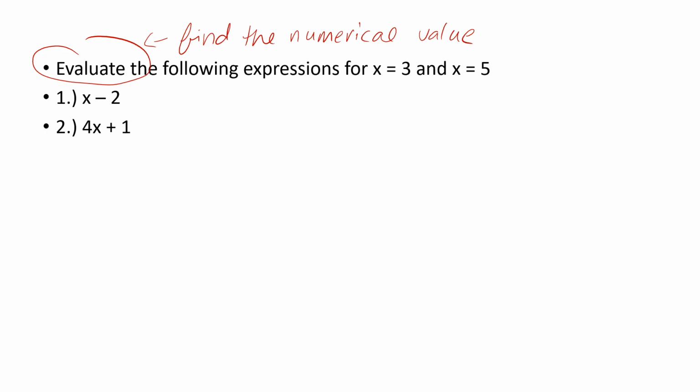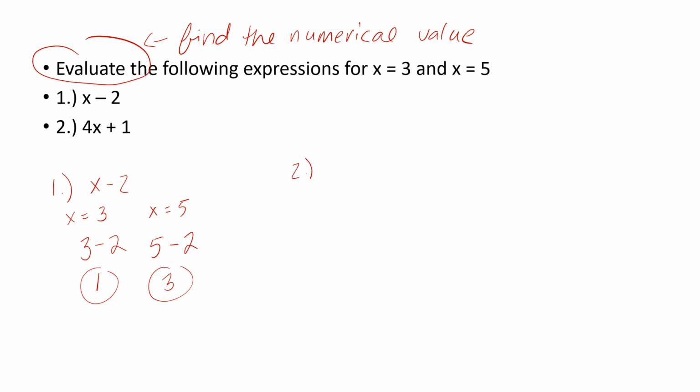So for the first problem, we have x minus 2, and we are asked to evaluate that for x equals 3. So we would simply plug in the 3 for the x, and we'd have 3 minus 2, or 1. If x is equal to 5, then we would plug in the 5 for the x, and we would get 5 minus 2 is 3.